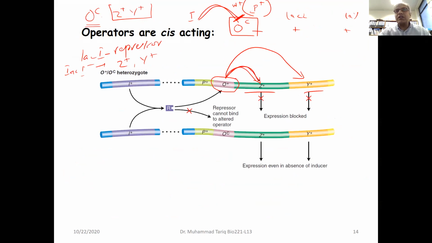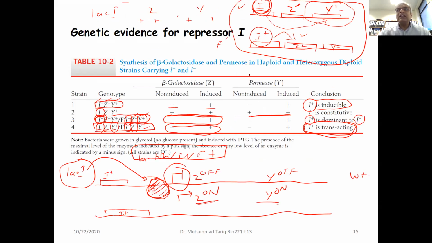Operator, when it is mutant constitutive, is only acting on genes on the same DNA molecule. But repressor is a factor. It's not a DNA sequence. If it is present even on this DNA molecule, it's being transcribed, translated, and it is able to repress DNA here and DNA here. That's why this Y turns out to be inducible. That's why it is dominant to this mutation.